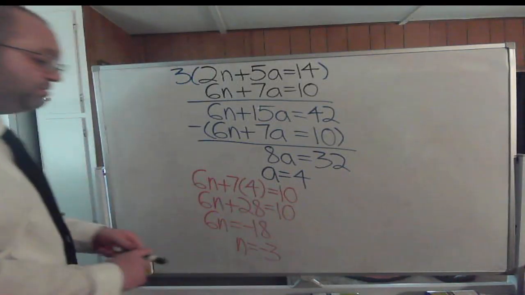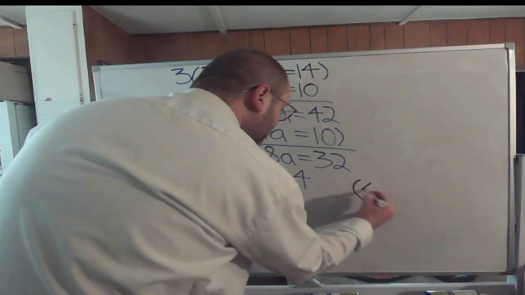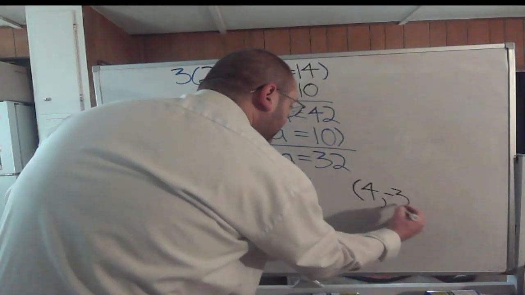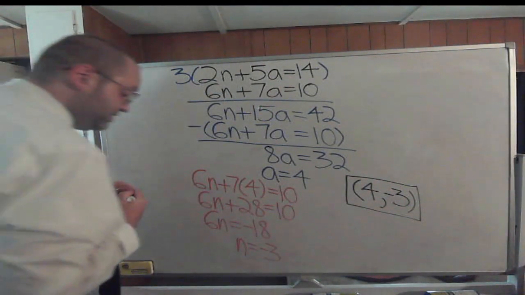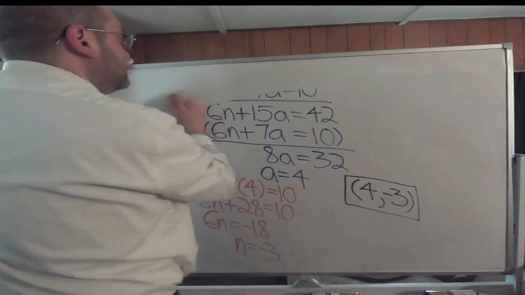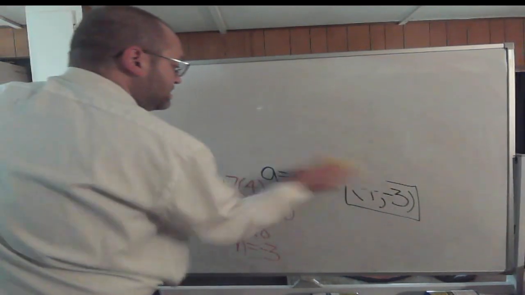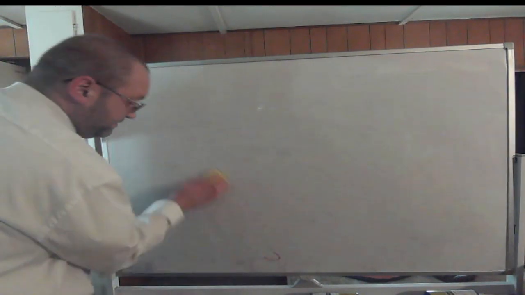So again, we go in alphabetical order, a then n. So your ordered pair, that's the solution, is going to be 4, negative 3. That would be your answer, 4, negative 3 for your solution. Just because the equation appears out of order, which it will sometimes, the variables will be out of order in the equation, when you go to list the solution, it always goes in alphabetical order. So keep that in mind.